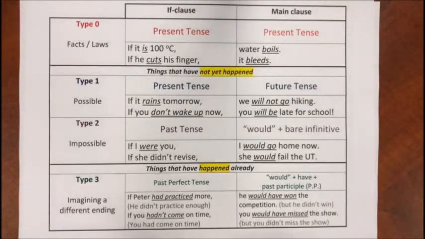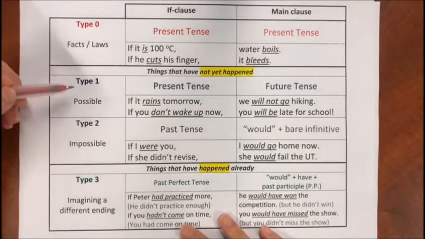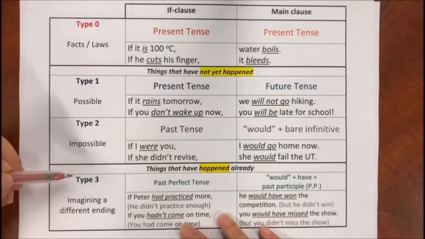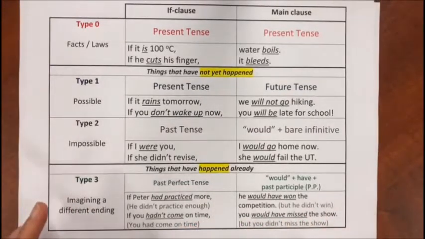Hi everyone, I'm going to talk about conditional sentences today. There are actually 4 types of sentences. We call them type 0, type 1, type 2, and type 3. Okay, don't worry, I'll explain what they are later.